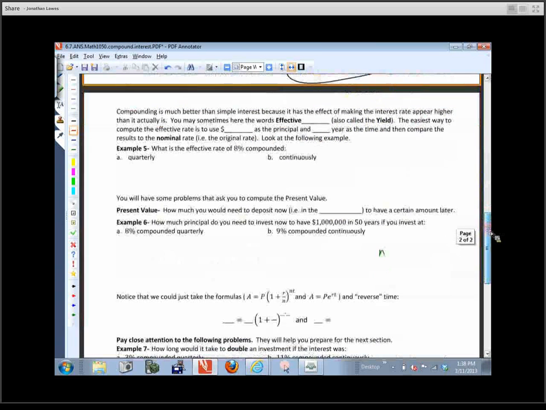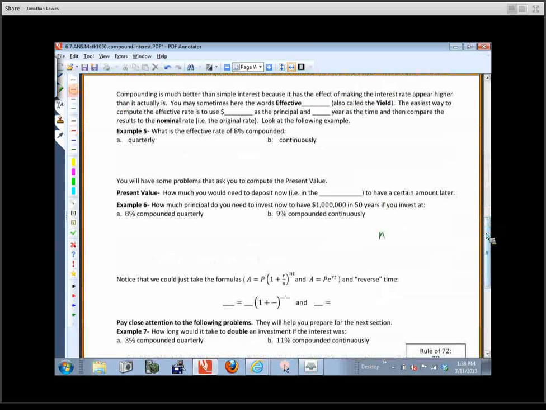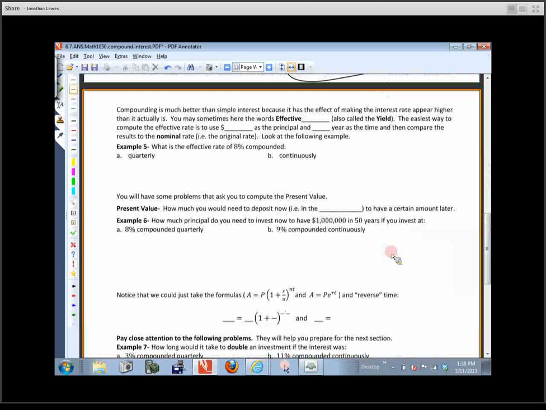All right. Then you've got some problems on your assignment like the ones we went over, and you've got some on there like this. It says compounding is much better than simple interest because it has the effect of making the interest rate appear higher than it actually is. So in every one of those cases, the interest rate was 8%, and yet sometimes we ended up with more money. We ended up being paid more interest.